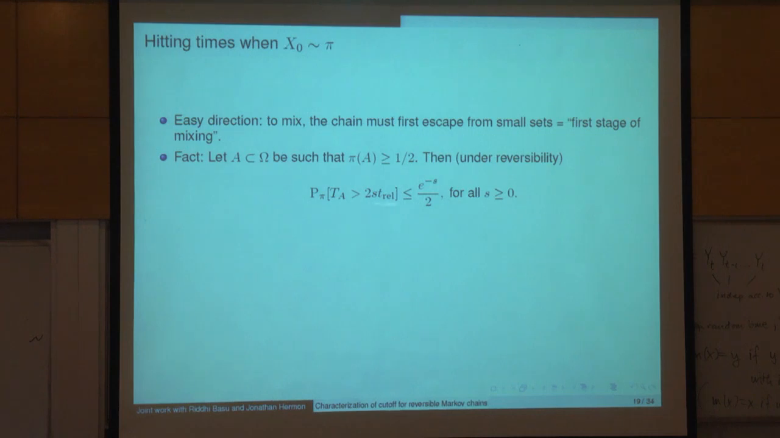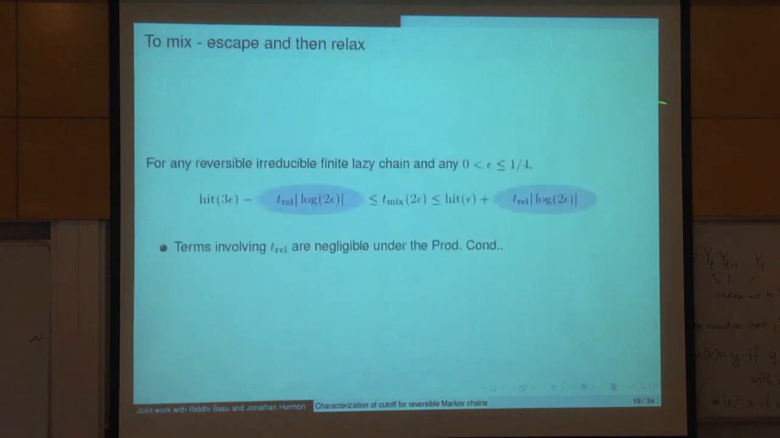So there's one direction, which is: in order to mix, the chain must escape from small sets. In this inequality, it's always easier to bound hitting times from above by mixing times, and harder to go the other way.